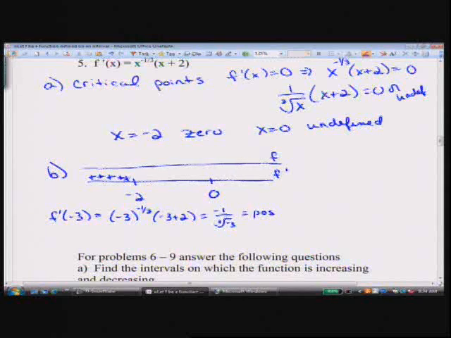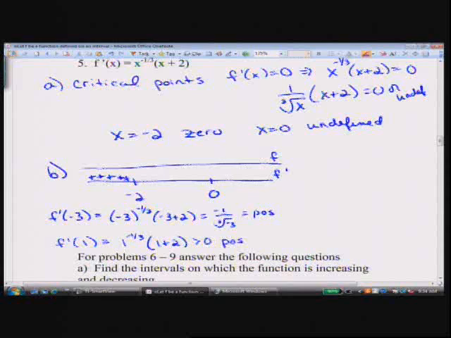Now we pick a number between negative 2 and 0, and the easiest one would be 1. And if we do f prime at 1, that's going to be 1 to the negative 1/3 times 1 plus 2, which is clearly positive, right?